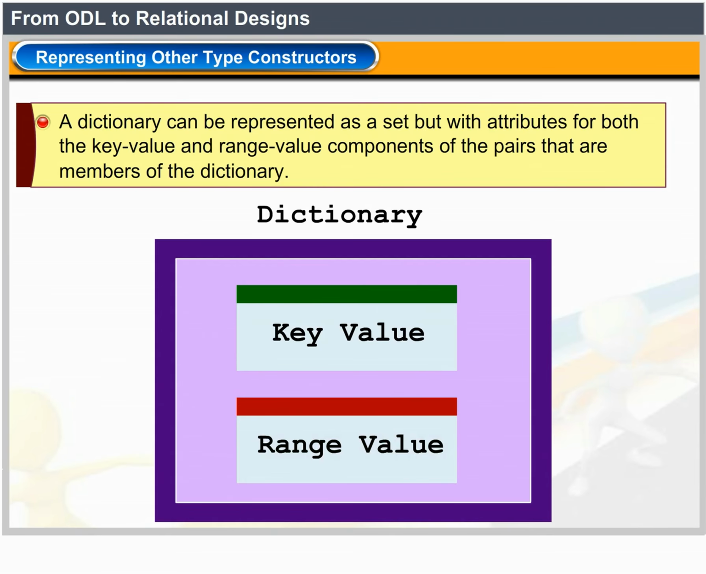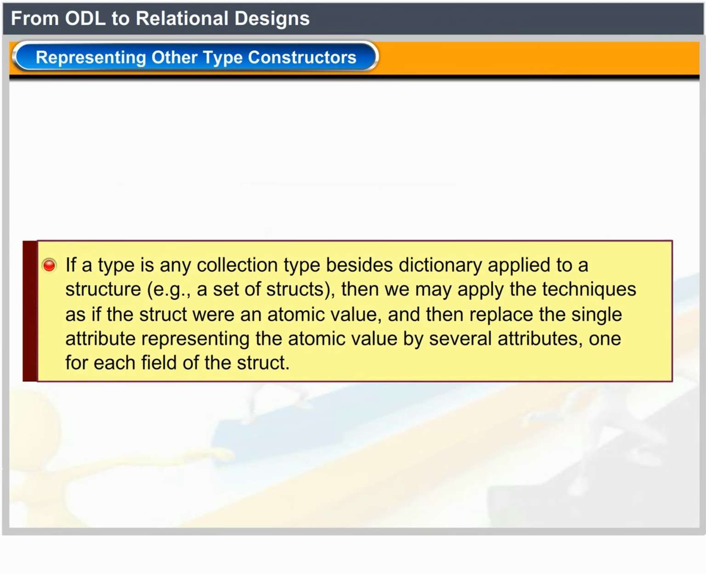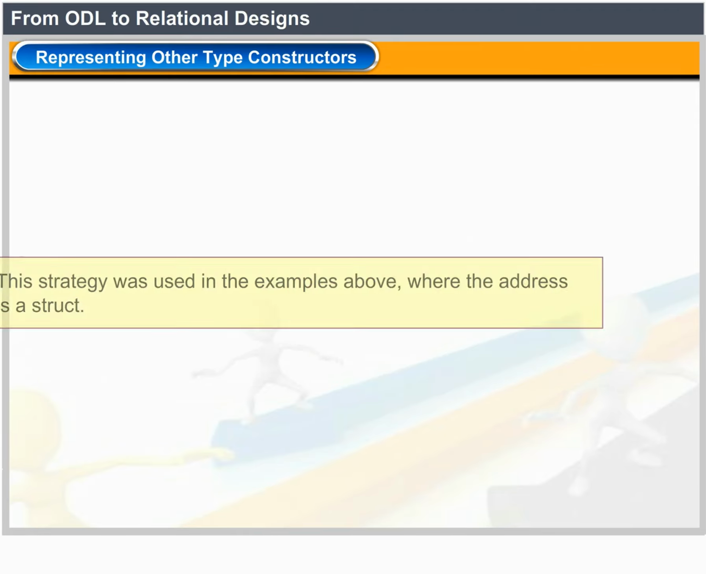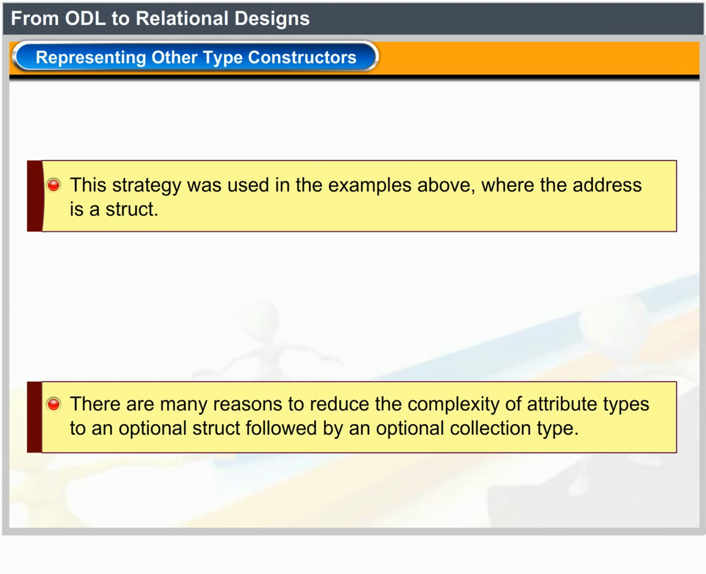Of course, attribute types in ODL may involve more than one type constructor. If a type is any collection type besides dictionary applied to a structure, for example a set of structures, then we may apply the techniques as if the structure were an atomic value, and then replace a single attribute representing the atomic value by several attributes, one for each field of the structure. This strategy was used in the examples above, where the address is a structure. There are many reasons to limit the complexity of attribute types to an optional structure followed by an optional collection type.